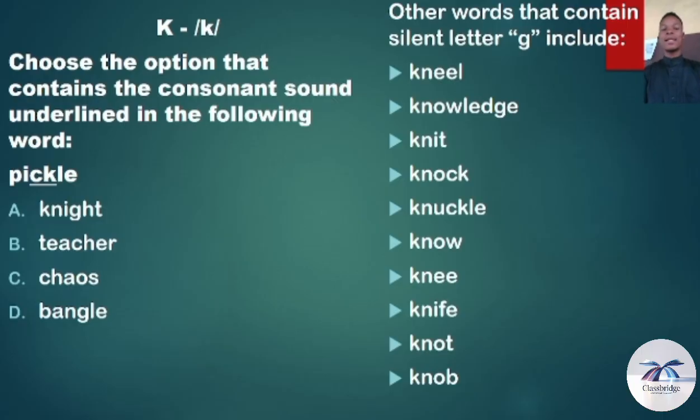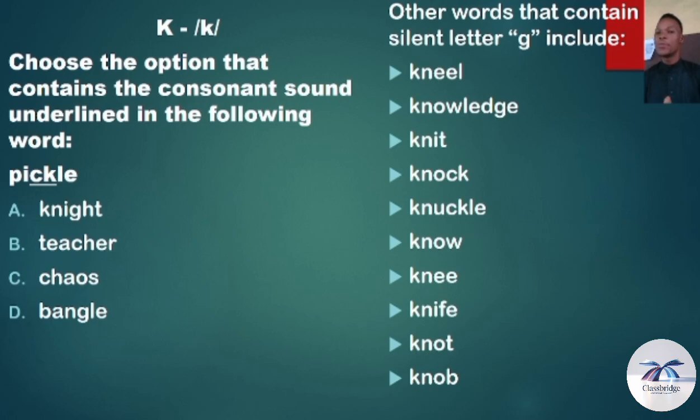Even though it has its spelling to be CH, you can't call it chaos or chaos. And that is why I've told you before that you should not mistake your sound for your alphabet. The spelling of a word does not determine its pronunciation. All of the words you have on the right-hand side of the page, the K sound is silent. We have knowledge, knit, knock, knuckle, know, knee, knife, knot, and knob. All of these words do not contain the K sound in pronunciation.